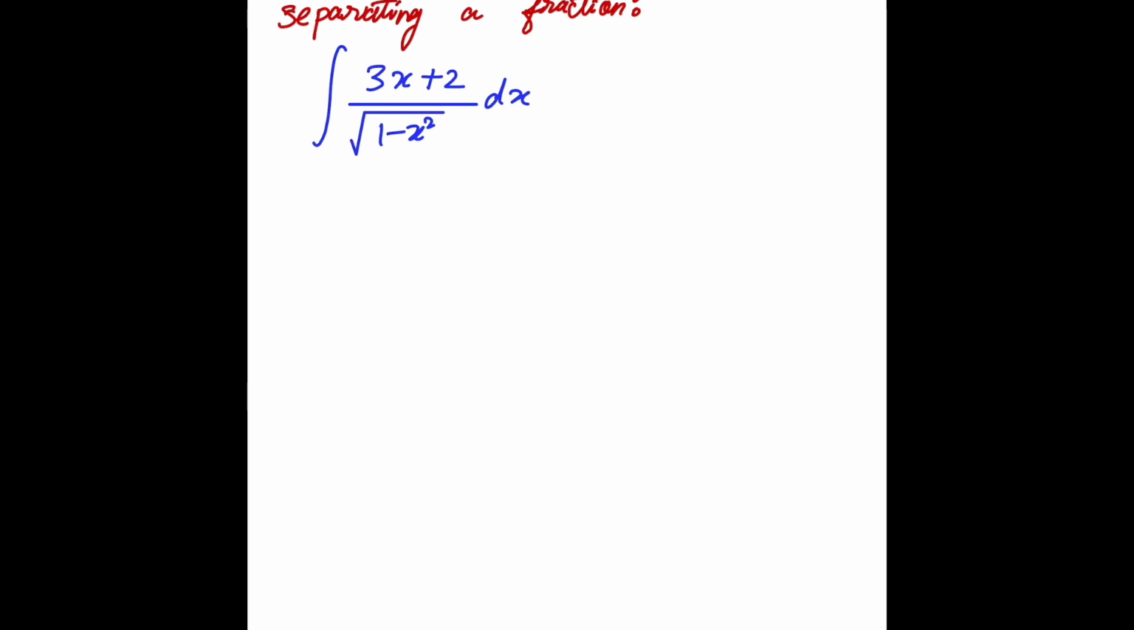Since the direct methods aren't helping, let's try breaking the integrand into simpler parts. We can do that by separating the fraction like this. It is going to give us 3x divided by the square root of 1 minus x squared, plus 2 divided by the square root of 1 minus x squared.